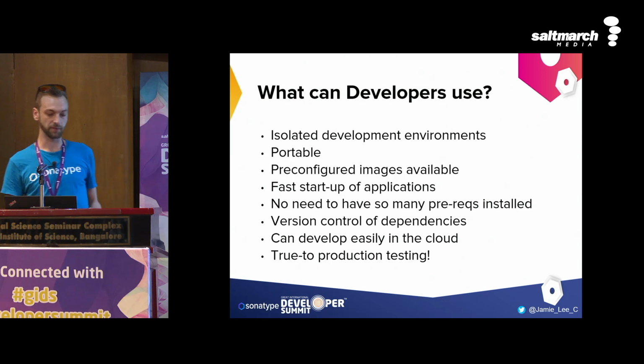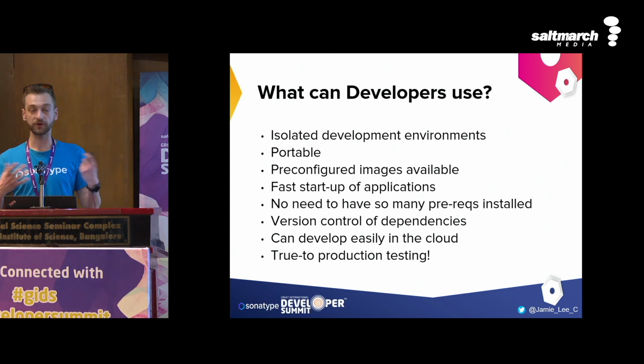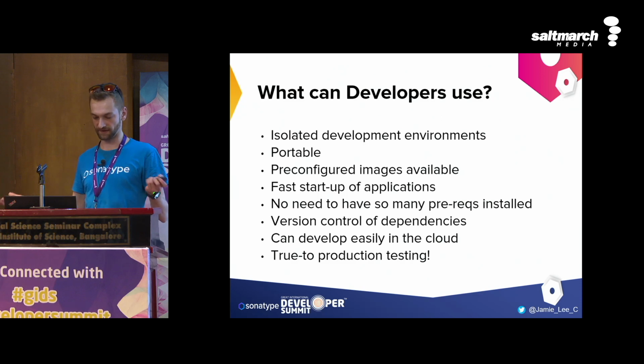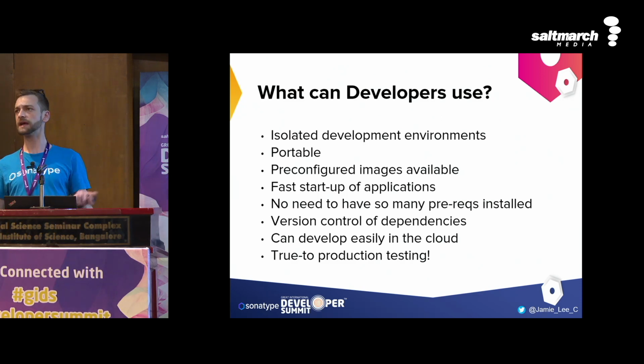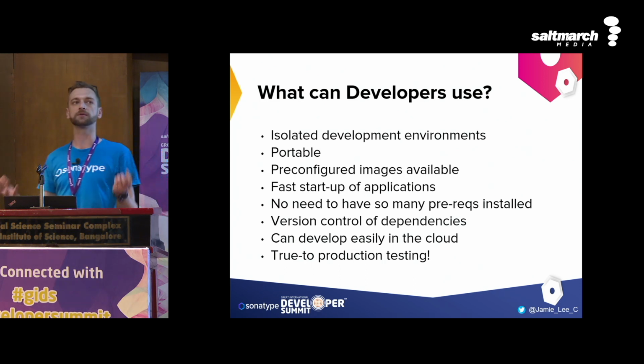Portable, like I said, so we can develop on our local environment, and then we can send that to testing, that can go for our ops, and then go into production. We can pre-configure images, so like we do on Docker Hub, things like that. Generally, we have fast startup. It depends on the image. But there's no need to have prerequisites installed.